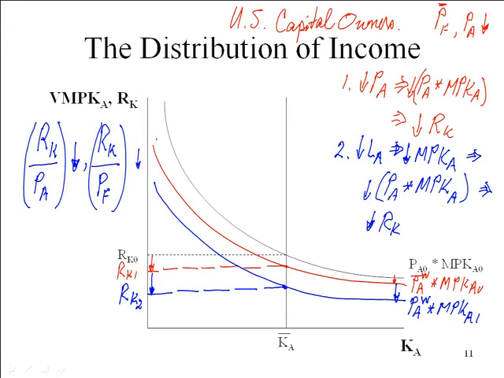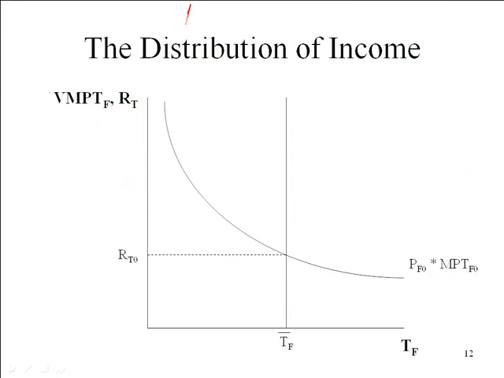Okay. Now let's think about U.S. landowners. So again, we've got a fixed amount of land. We've got our demand for land based on the price of food and the marginal product of land. Remember, our basic assumptions are the price of food is fixed and the price of autos falls. Anything happen? Or is this neutral? Are landowners better off, worse off, or neutral?